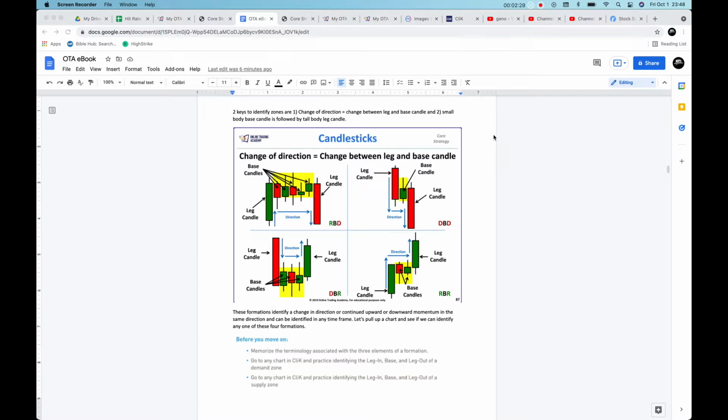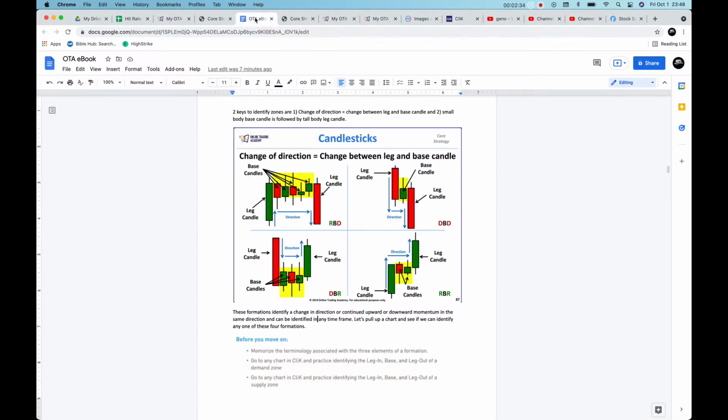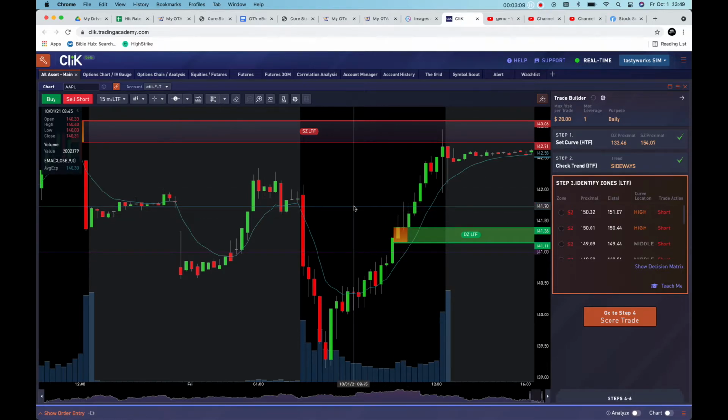So, if we pull up a chart, we'll see if we can identify some of these formations. So again, this would be rally, base, drop, or otherwise RBD. This one here is a drop, base, drop, otherwise known as a DBD. This one here is a drop, base, rally, otherwise known as a DBR. And this one here is a rally, base, rally, otherwise RBR. All right, so let's pull up a chart and see if we can identify them.